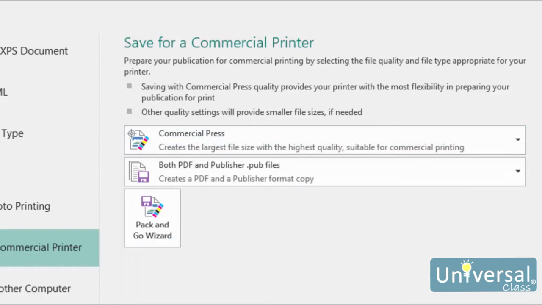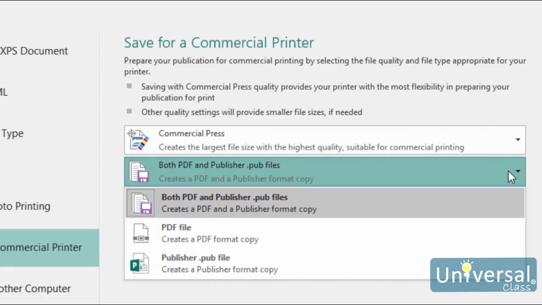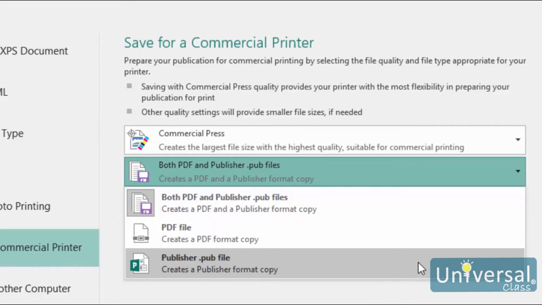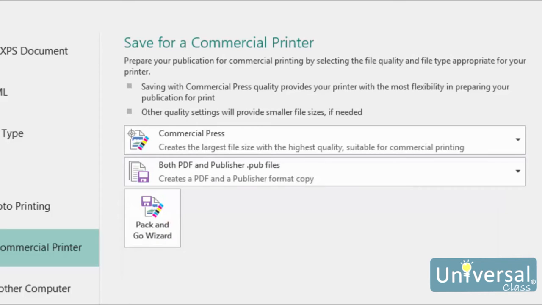Now, let's look at the next setting below Commercial Press, where you'll select the type of file to send to the printer. Here we can have Publisher create a PDF file and a Publisher file, or just a PDF file or a Publisher file. Check with your commercial printer to see which files to send. Offset printing plates are typically made with PDF, but the printer may want the publisher files to make small color corrections or something of that nature.